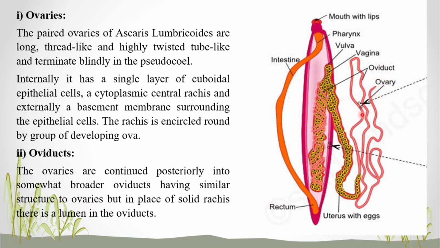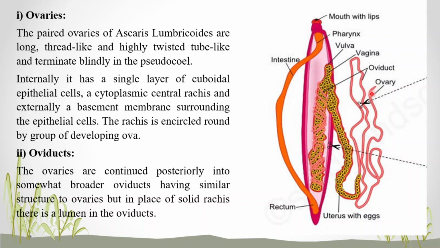Internally, it has a single layer of cuboidal epithelium, a cytoplasmic central rachis, and externally a basement membrane, the outermost covering, which internally is lined by the epithelial cells. The rachis is encircled by a group of developing ova. So this is the rachis, which is encircled by a group of developing ova.